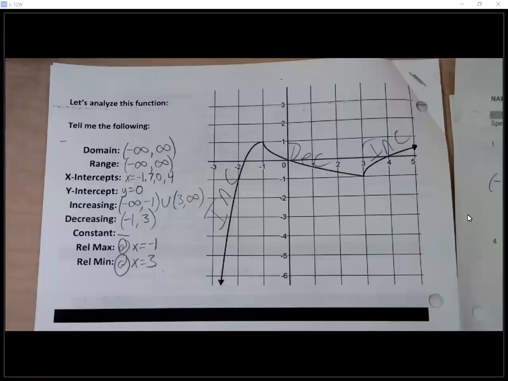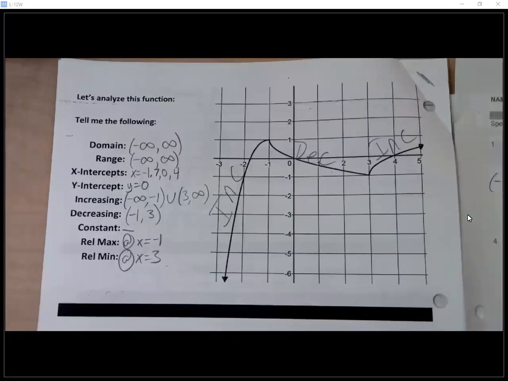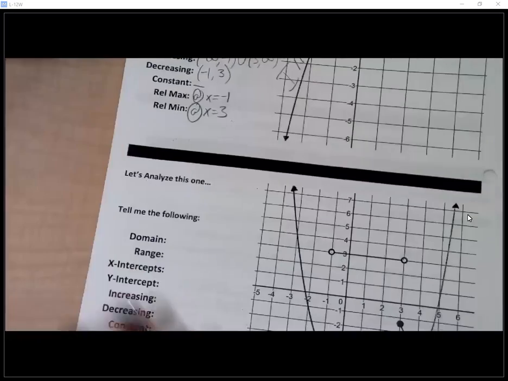Okay, so real quick. Let's see how fast we can do the bottom one here.